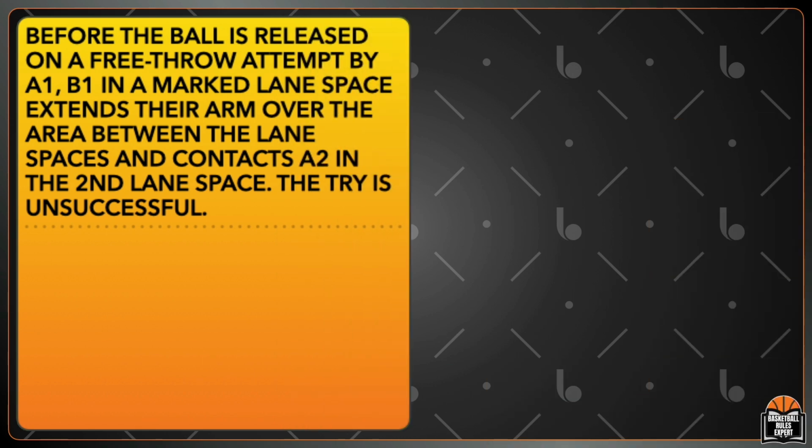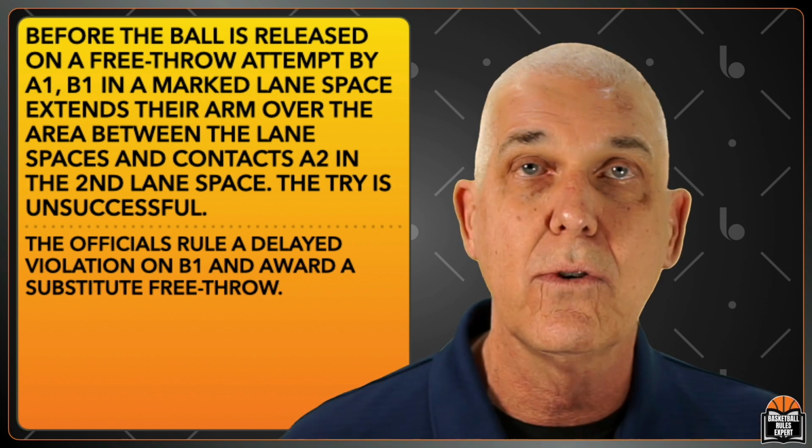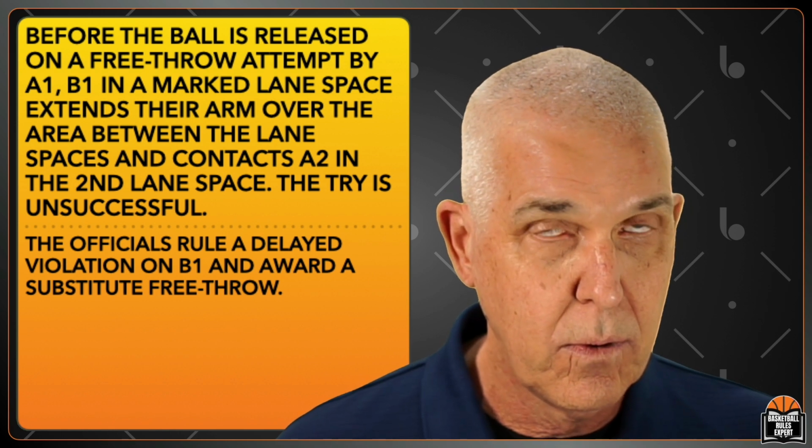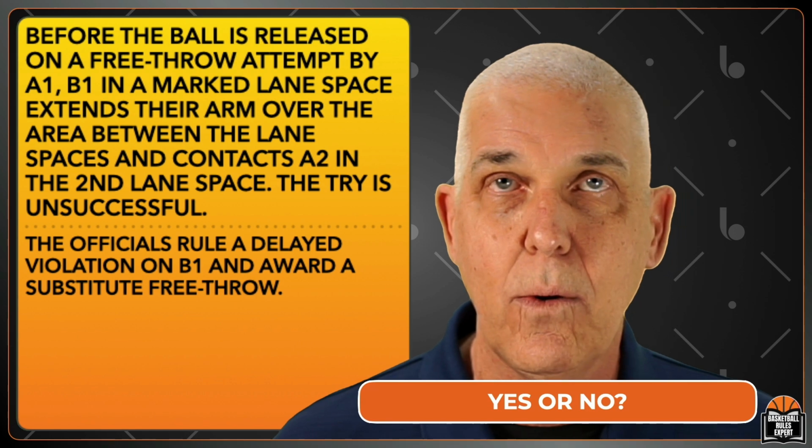Before the ball is released on a free throw attempt by A1, B1 in a marked lane space extends their arm over the area between the lane spaces and contacts A2 in the second lane space. The try is unsuccessful. The officials rule a delayed violation on B1 and award a substitute free throw. Were the officials correct? Yes or no, right?